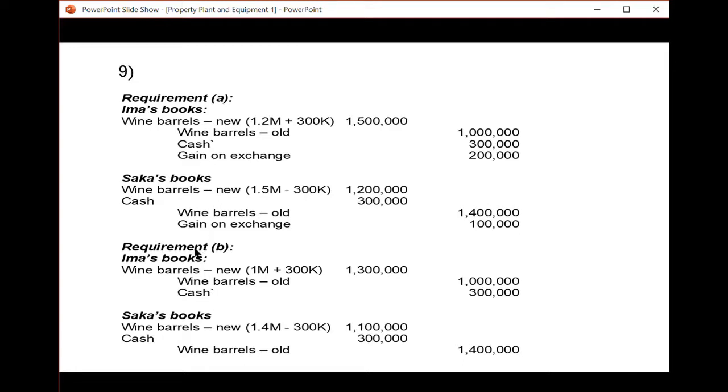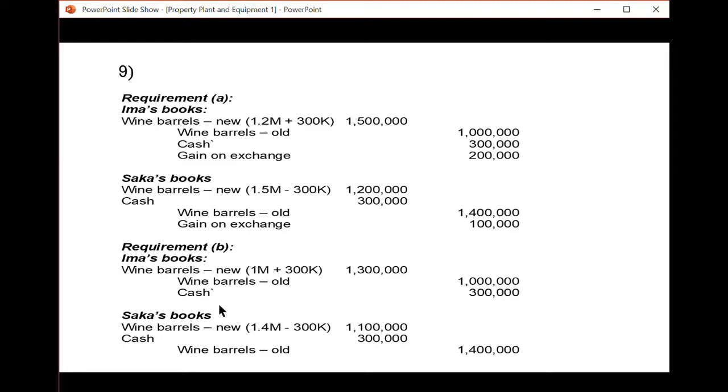If there's no commercial substance, what we use is the carrying amount. So, you use the carrying amount of the asset given up, 1,000,000. And then you add the cash payment. So, 1,300,000, and you credit the carrying amount of the equipment 1,000,000 and cash 300,000.